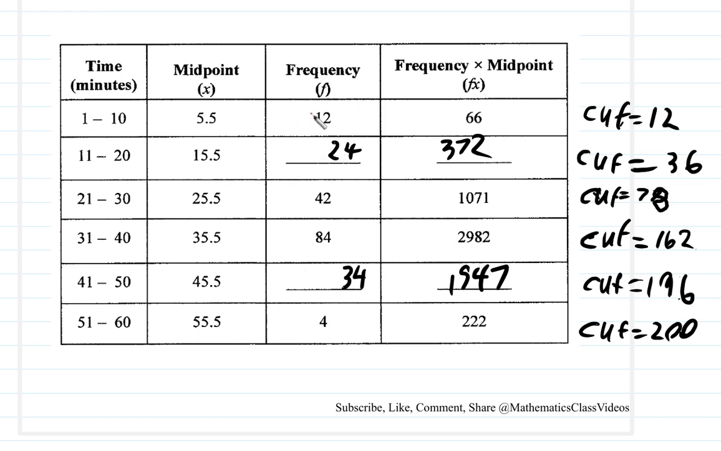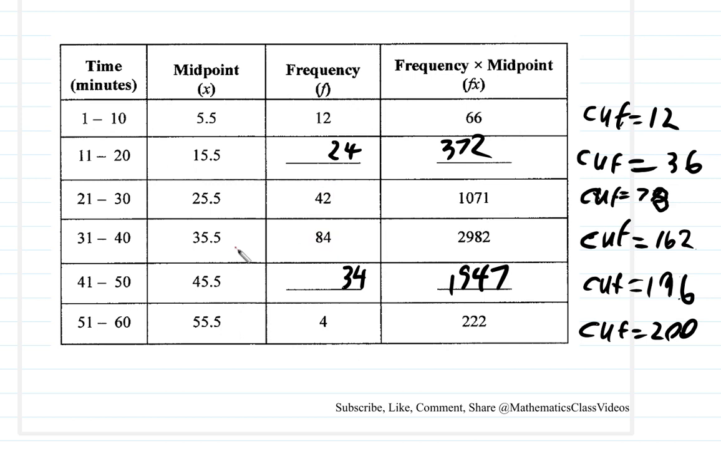But remember, this is frequency. If you add up these, you should get the 200. 12 and 24 is what? That's 36. 36 and 42 is what? 30 and 40 is 70. And then 2 and 6, 8. 78.